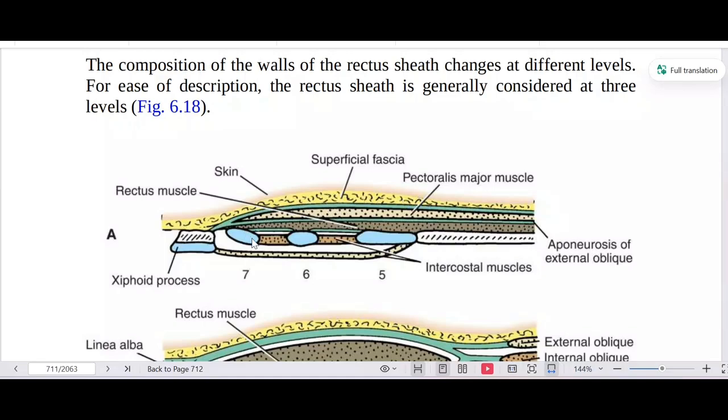And posteriorly you can see the 7th, 6th and 5th costal cartilages present, with intercostal spaces and intercostal muscles between them. So here, above the costal margin, the posterior wall is formed by the costal cartilages and the intercostal muscles.